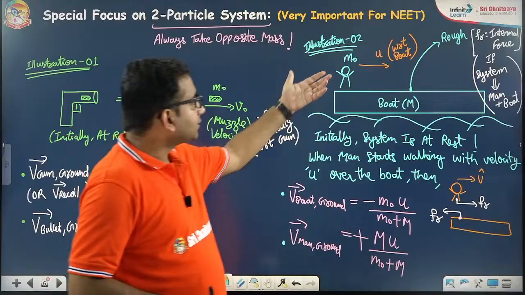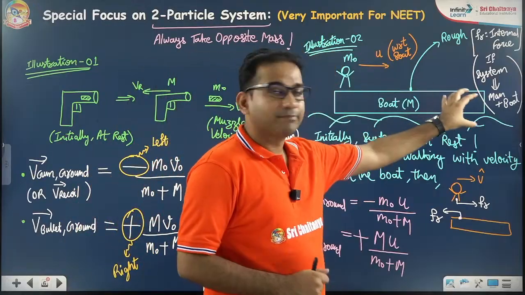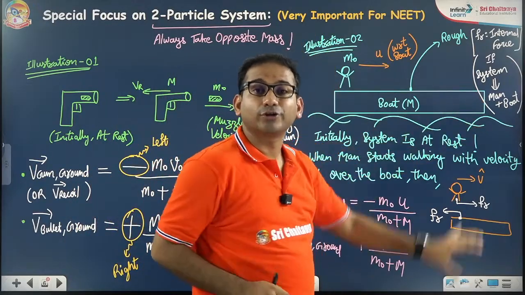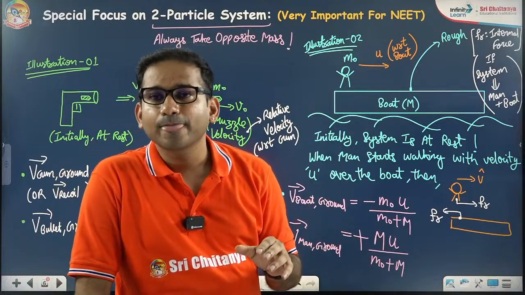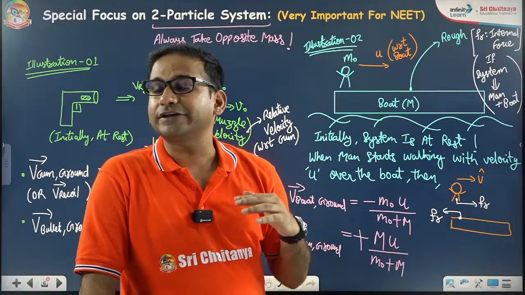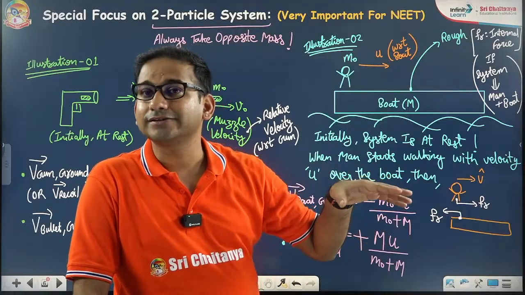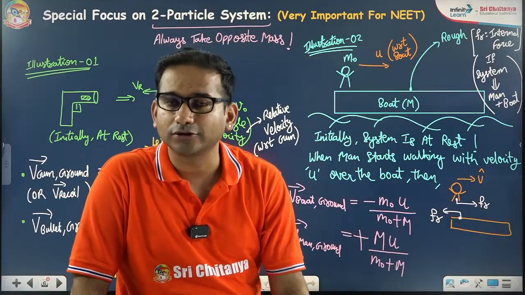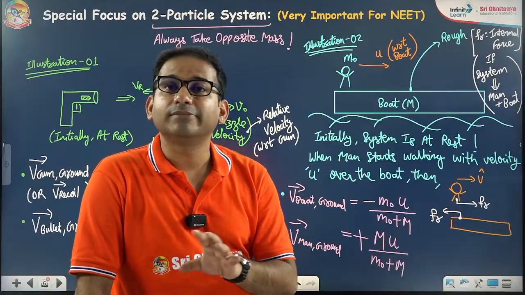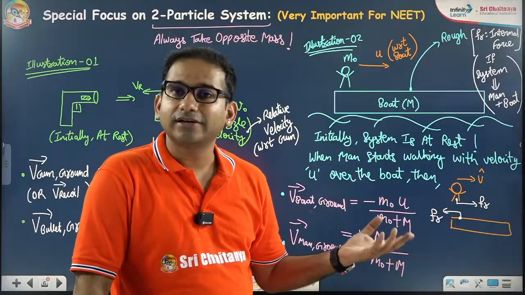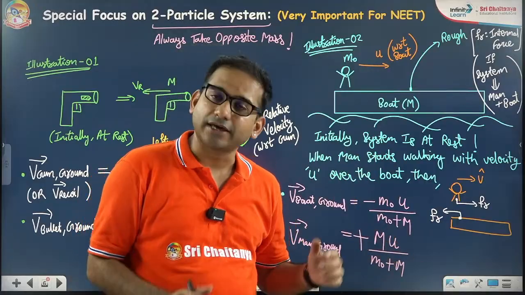Another example, another illustration, illustration 2. There is a boat over the surface of water. What is the significance of taking a boat problem over here? Because the external friction offered by the water layers on the surface of the boat is negligible. So there is no considerable external force, it is negligible, and hence system's linear momentum can be nearly conserved.